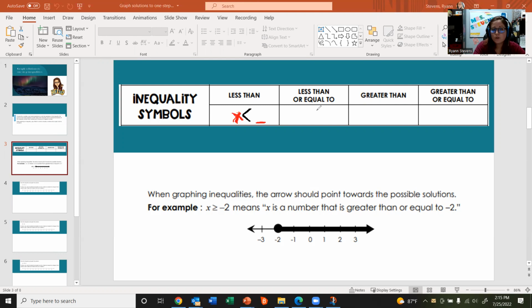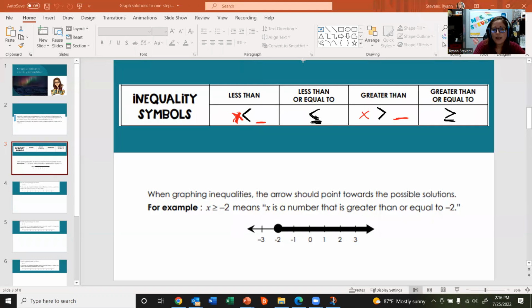Less than or equal to is going to be your less than sign, and then it's going to have part of that equal sign with it. Okay. Greater than is going to be the other way. You would read this as, we could say this is x is greater than this number over here. And then if we have greater than or equal to, we would have this line here.